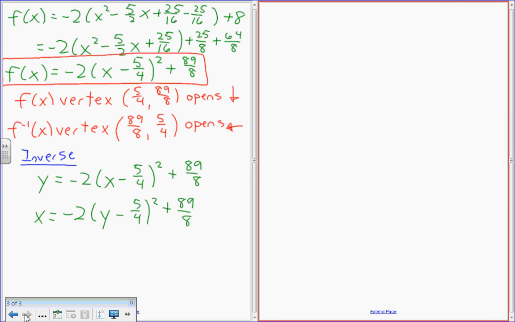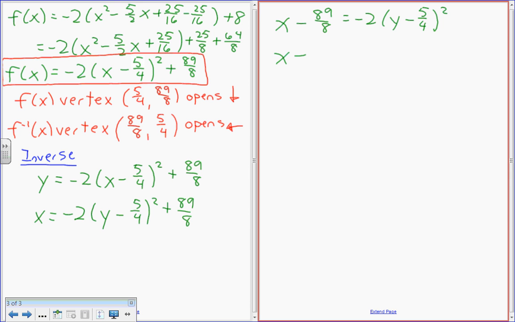Amy, next step here, please, is what? Get rid of the 89 over 8. Yep, good. So it's going to turn into x minus 89 over 8 equals negative 2 times (y minus 5 over 4) squared. Very good. All right, Kirsten, what do we do next, please? Do you get rid of the negative 2? Yeah, good. How do you do that?